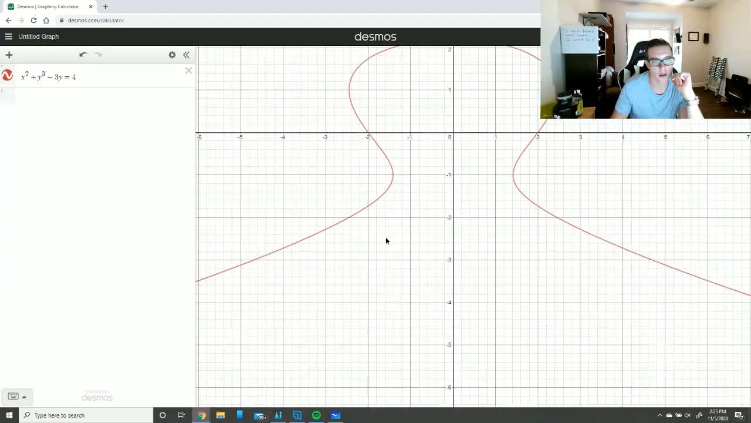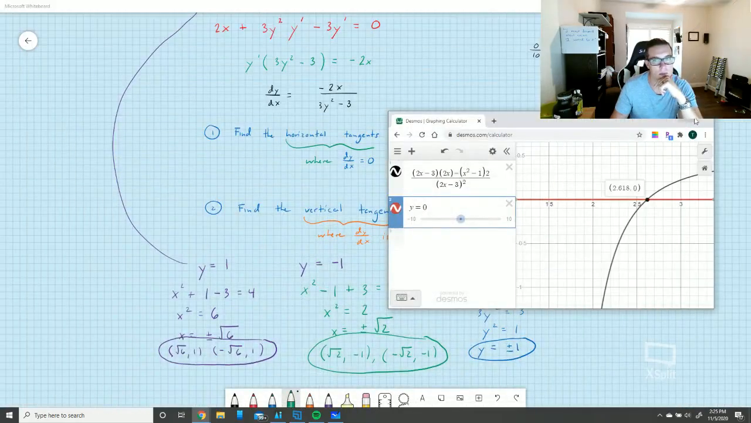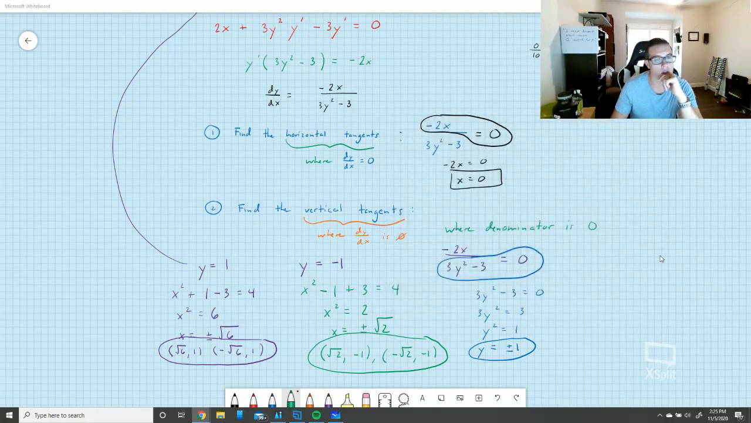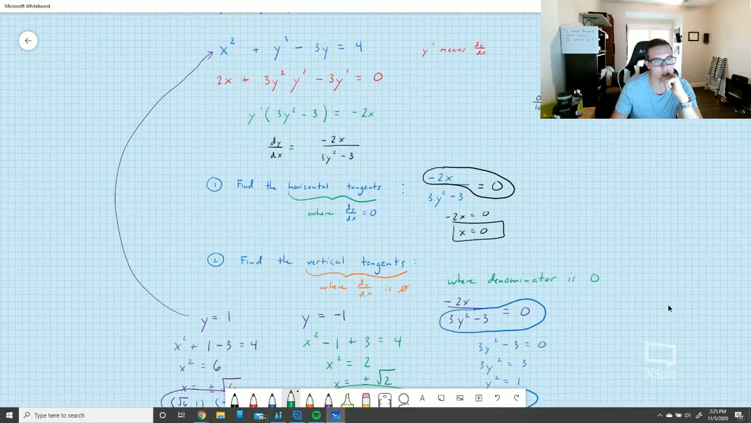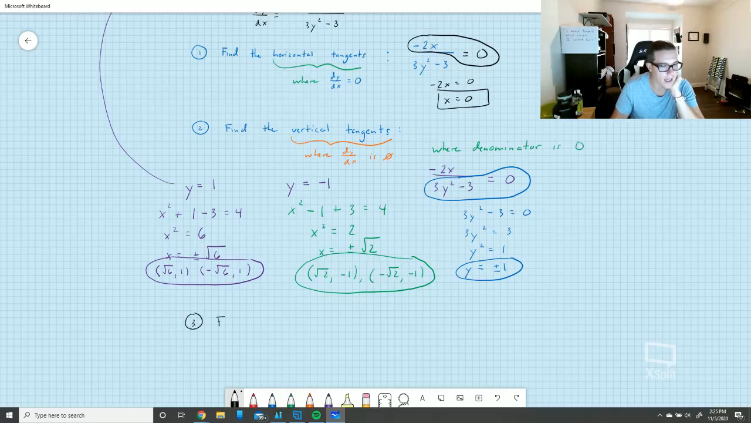Interesting. Okay, so that's the first thing, being able to find vertical tangent locations and horizontal tangent locations. That's what I want you to be able to do. And then the other thing we are doing in this, we need to be able to find the second derivative in cases like this, where it's implicitly defined.